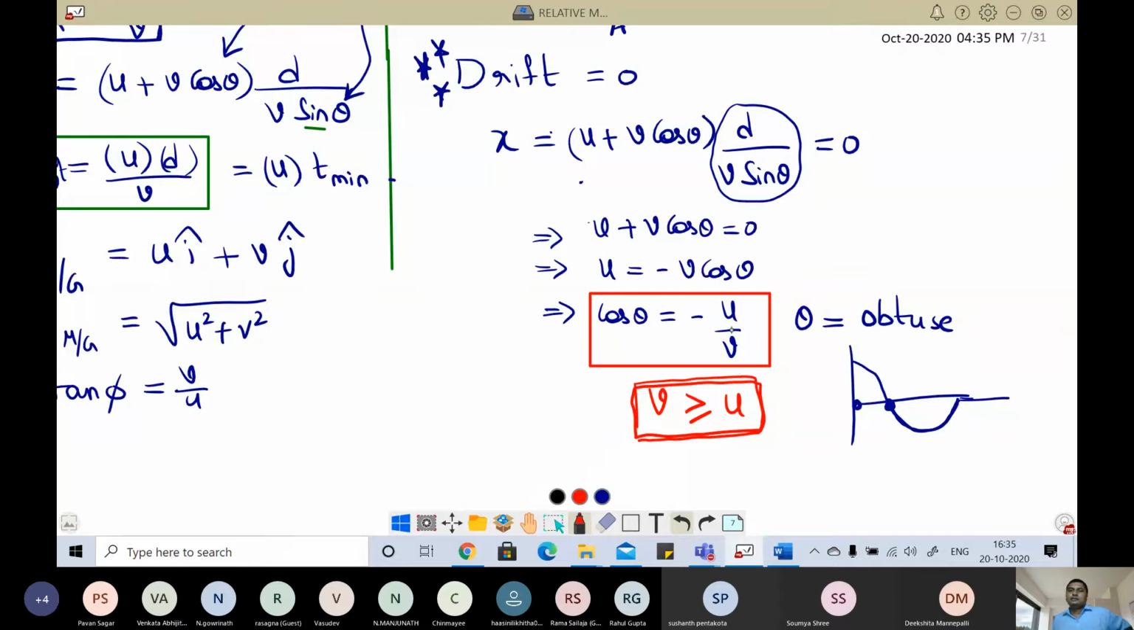That means the ratio U by V has to be either 2 by 3, suppose, or 1 by 3 and so on. You cannot have 3 by 2 at any point of time. Correct or not? You cannot have 3 by 2. You can have it only in the sense that you will not reach point B. This case will not be possible.